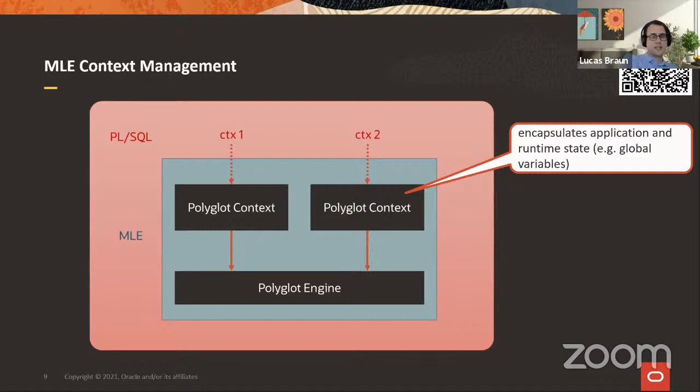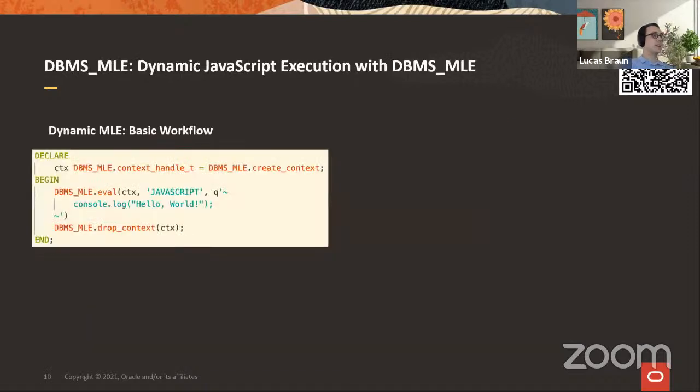Right, so now let's get into how this DBMS_MLE package actually looks. The basic workflow is as follows. First of all, you create a context, which then gives you back this context handle called context. And then you can use this context to evaluate code through this DBMS_MLE package. So you give it the context handle, you give it the language, which right now only JavaScript works there. And then you give it the JavaScript program basically as a string. So here it's a very simple hello world program that gets executed.